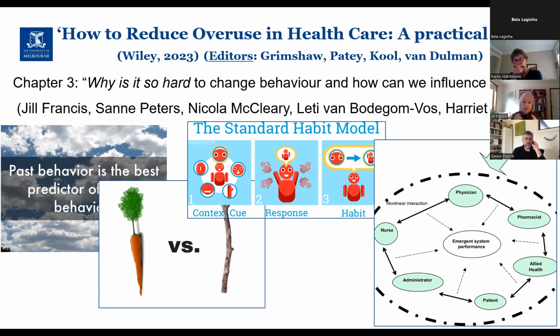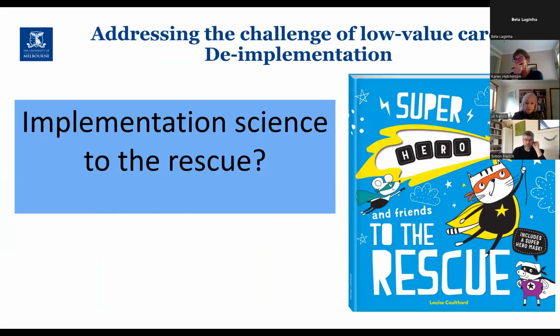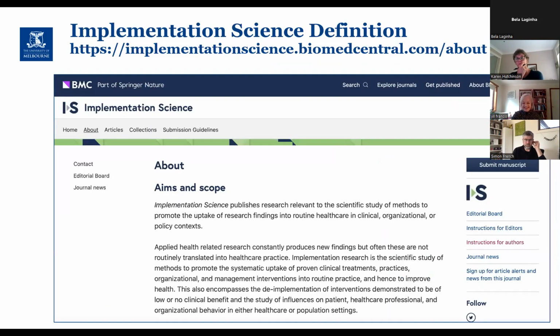So there's a number of reasons why it's difficult to change behaviour and therefore difficult to change clinical practice. So, could it be that implementation science can come to the rescue here? Let's just have a look at the definition of implementation science, and I'm taking this from an earlier version of the website from the journal Implementation Science, which is the premier journal in the field, impact factor over 7 now, so it's really quite hard to get published in this field.